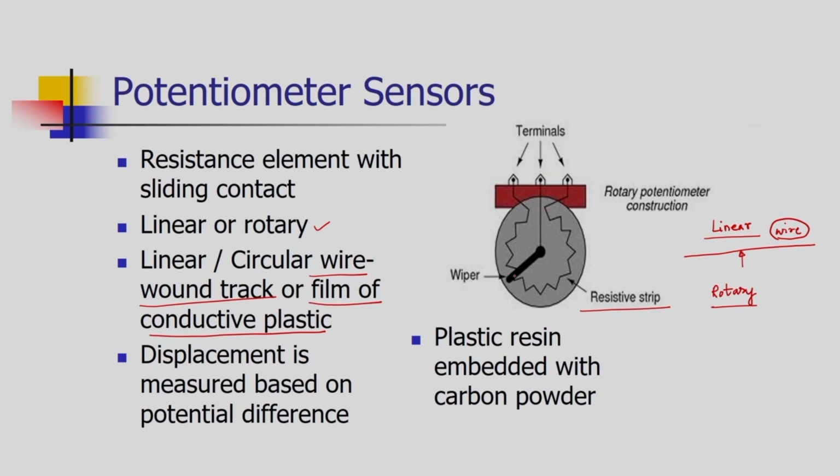Nowadays a film of conductive plastic is also used. This film is nothing but a plastic resin which is embedded with carbon powder. So, instead of having a number of turned coils, the carbon powder is embedded in plastic resin and the wiper is moving over the plastic resin. The carbon powder is conducting. So, wherever the wiper is connecting, we are getting the resistance accordingly.